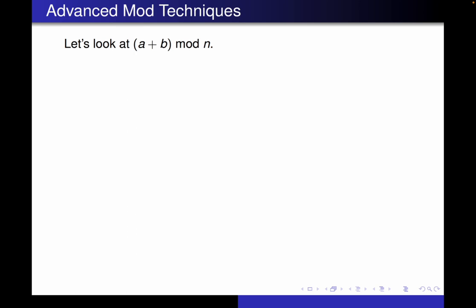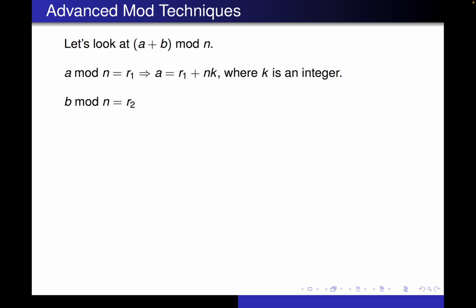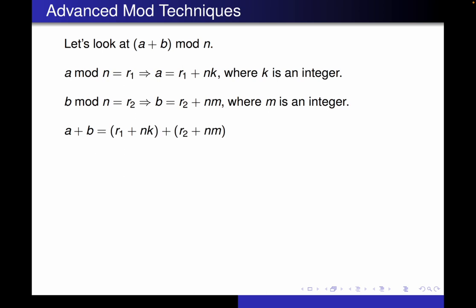So if we want to look at a plus b mod n, we want a number that is congruent to a plus b mod n and that is non-negative and as small as possible. We're assuming that a mod n is equal to r1, and that means that a is equal to r1 plus a multiple of n, n times k, where k is some integer. And b mod n is equal to some r2. That means that b is equal to r2 plus n times some integer m as well. So if we want to find a plus b, we can just plug in those expressions for a and b. So a plus b is the same as r1 plus nk plus r2 plus nm.